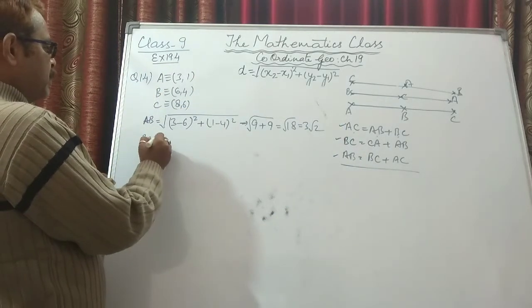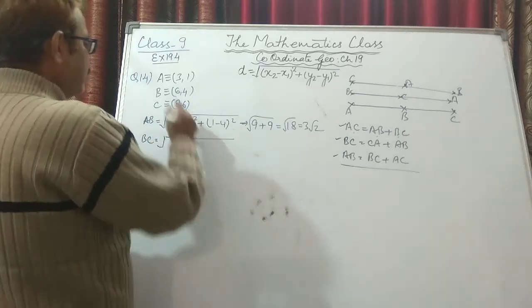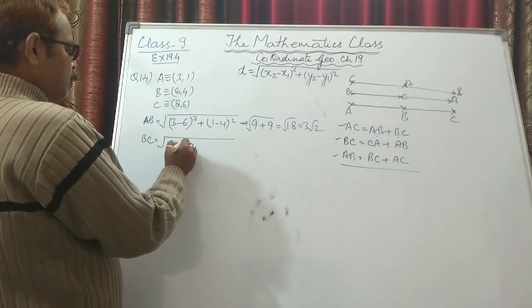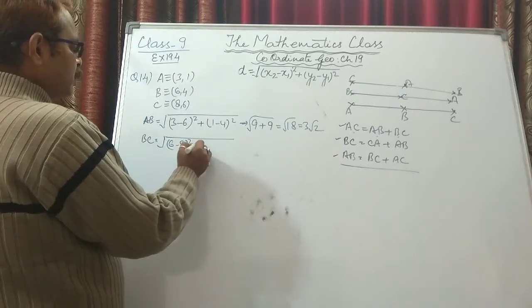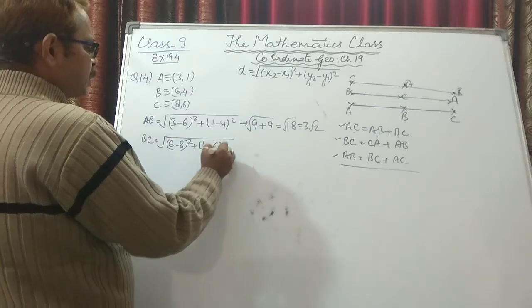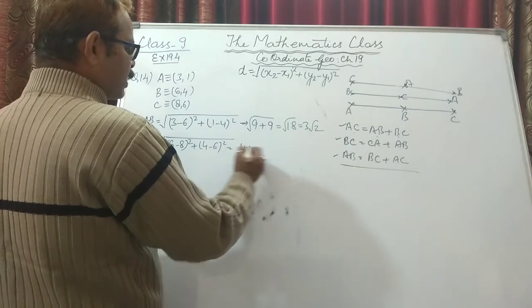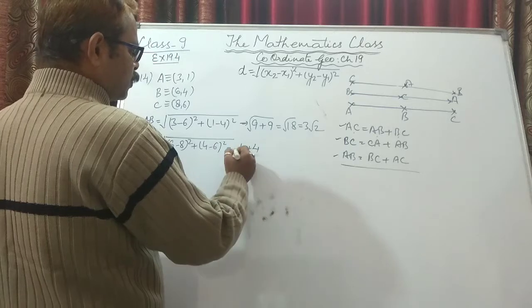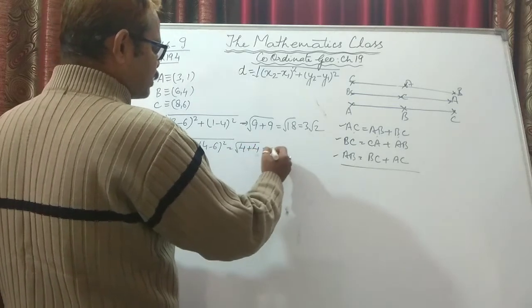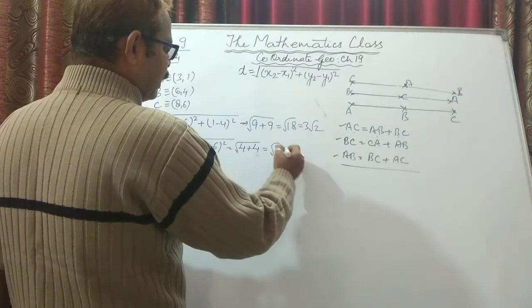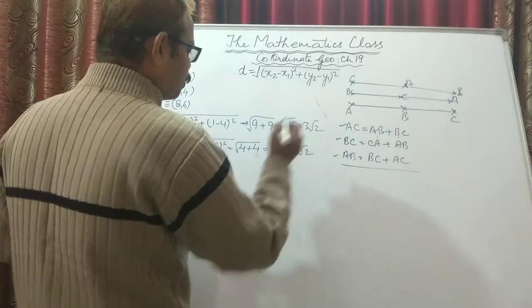Similarly, we will calculate BC. BC will be under root (6 minus 8) whole square plus (4 minus 6) whole square. 6 minus 8 is minus 2, square is 4. 4 minus 6 is minus 2, square is 4. 4 and 4, 8. Under root 8 means 2 root 2.